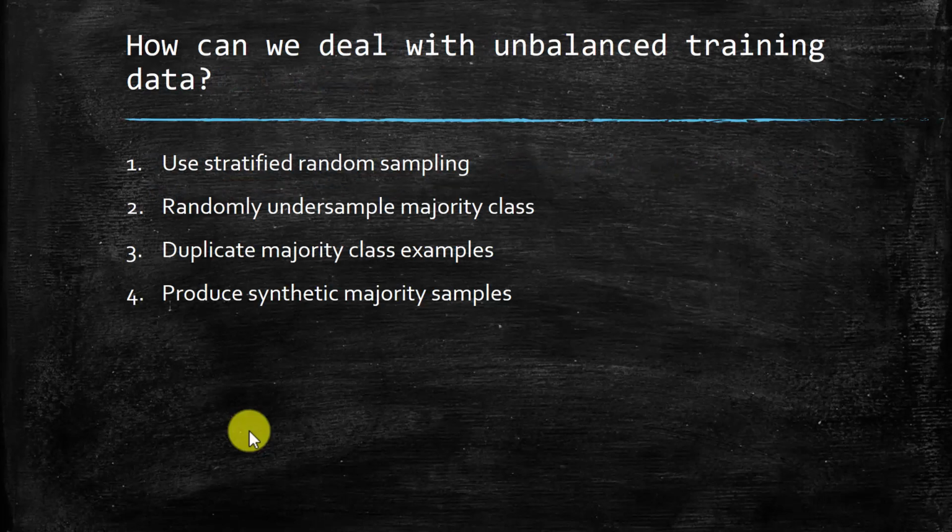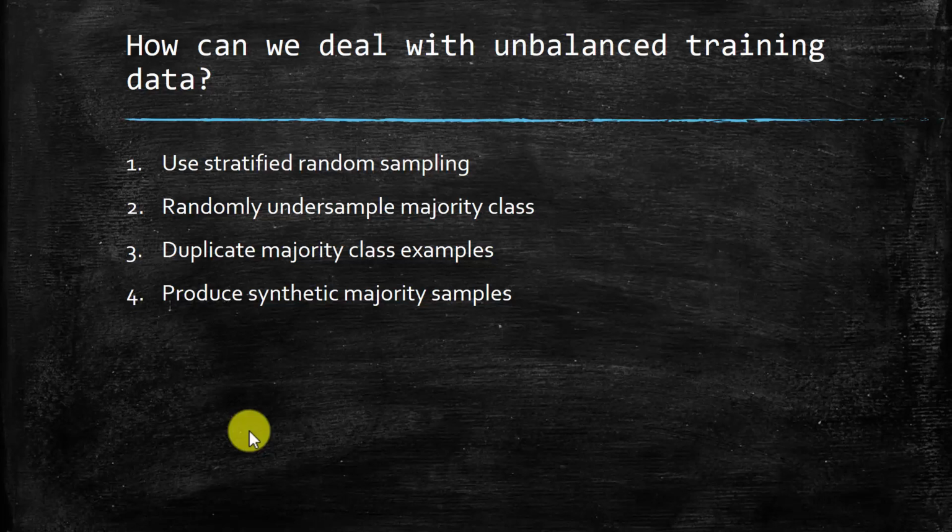How can we deal with this unbalanced training data? One is you can use stratified random sampling. So select an equal number, or roughly equal number, of training samples in each category. That's not always possible, especially if you don't have a wall-to-wall map up front, for example. Another option is you could randomly undersample the majority class.